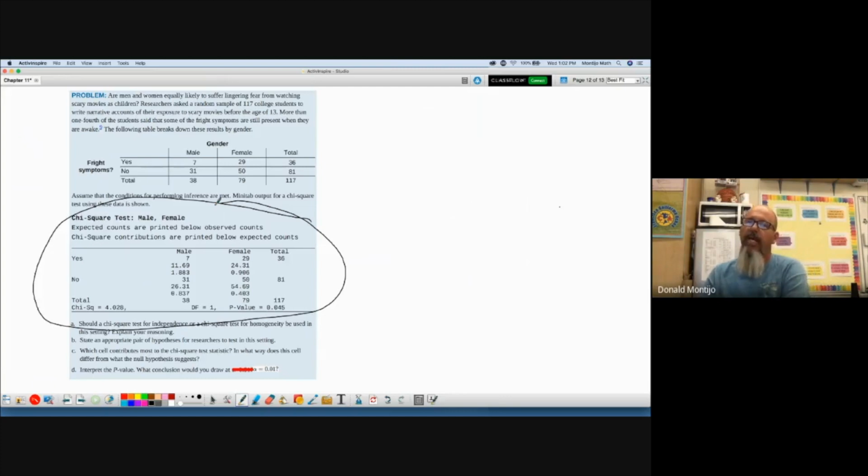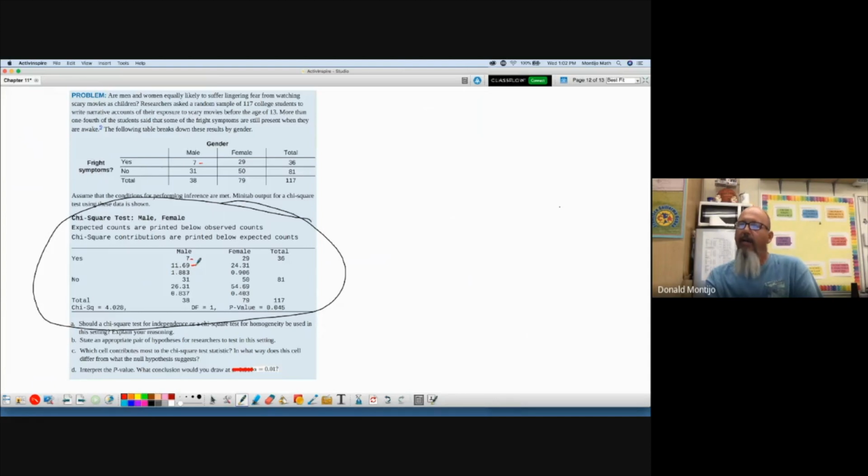Remember, we spent a lot of time looking at computer printouts when we did linear regression. Chi-squared is also one of these things in statistics that's very common for a computer to do all the work for us and just give us the important information. So let's kind of dissect this table real quick. You notice that male, yes, there's a 7 right here. Well, where'd that come from? Oh, that's the observed.